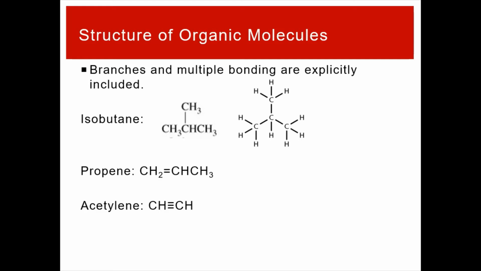So for example, isobutane: the carbon atoms don't all bond in a row. Instead, there's kind of this row right here and then something sticking out the top. So this is sticking out the top.